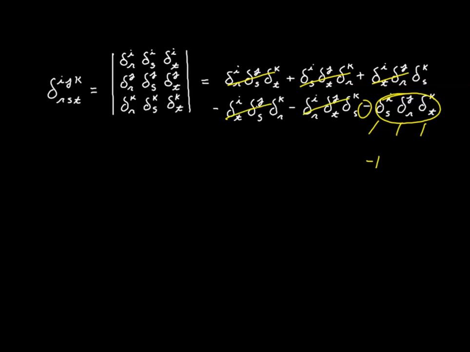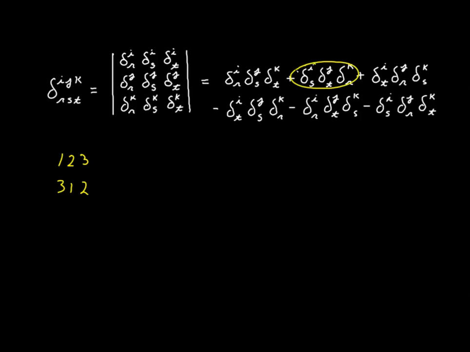Okay, one more example. Let's say that I, J, and K are 1, 2, and 3, and R, S, and T are 3, 1, and 2. That means that I is equal to S, J is equal to T, and K is equal to R, and that looks like it would be this term. So this one is positive 1, everything else is 0, and the whole expression evaluates to positive 1.